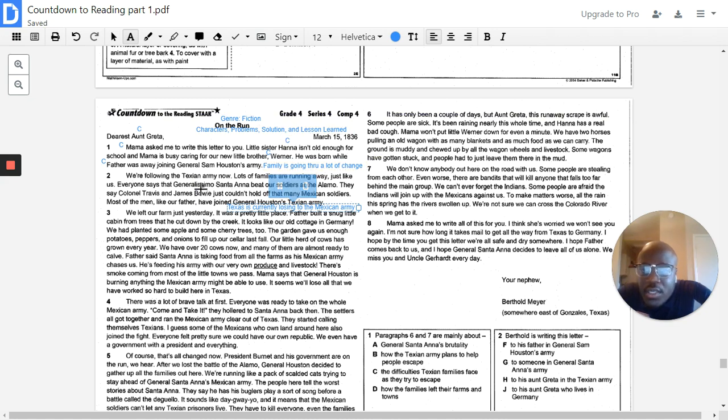And we have some other characters: Generalissimo Santa Anna, Colonel Travis, and James Bowie.